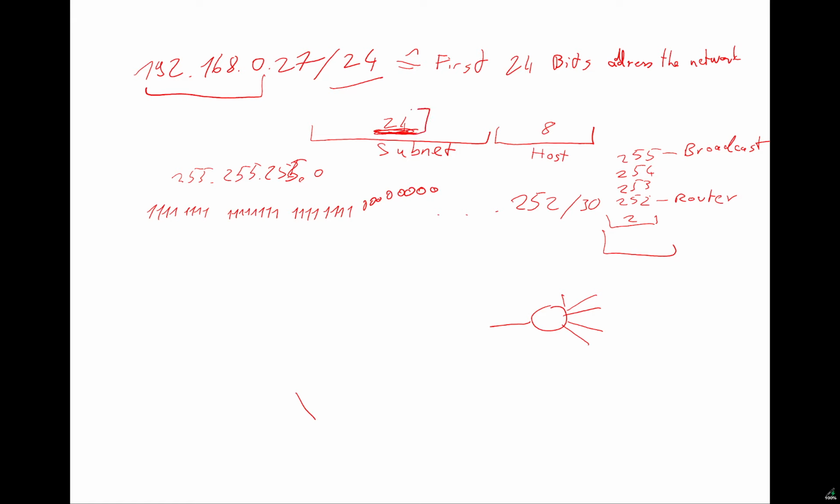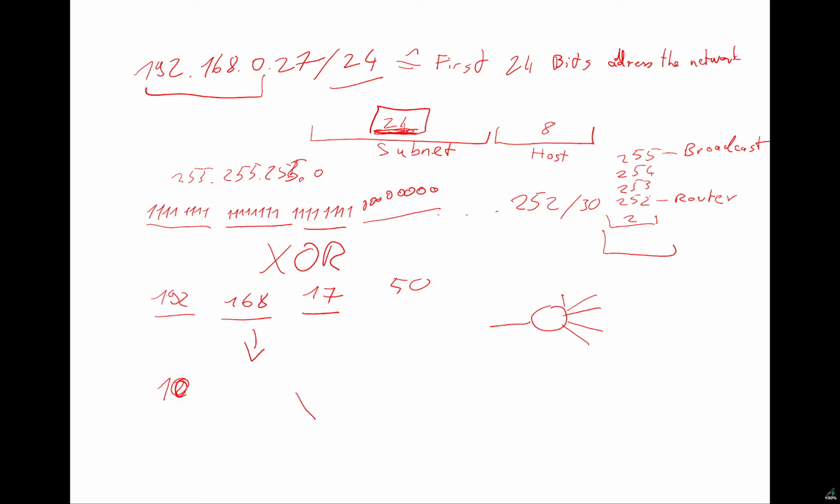This /24 subnet mask means that the first 24 bits are set to 1 and the rest is set to 0. And if you AND this number with any kind of address, so let's say 192.168.17.50, that means only these numbers are passed through, and the AND of any kind of bit with 0 results in 0. So the resulting address is the network address.